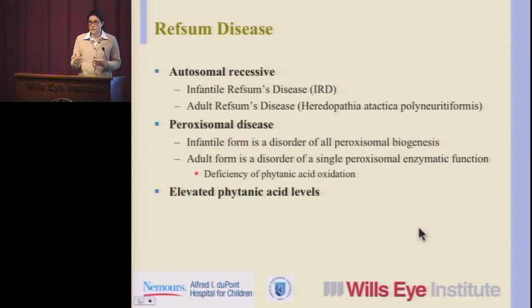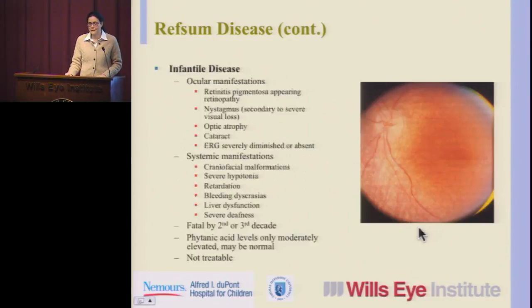In terms of other conditions, which also could have an RP-like appearance to the retina, we're going to talk about two here. Refsum disease, the first one. This is autosomal recessive as well. There are two forms, an infantile form and an adult form. With the infantile form, it is a disorder of all the peroxisomal biogenesis, whereas in the adult form, it's only a single one. And typically what you'll find is elevated phytanic acid levels. And this is important for the adults, unfortunately, not as helpful in the infantile form.